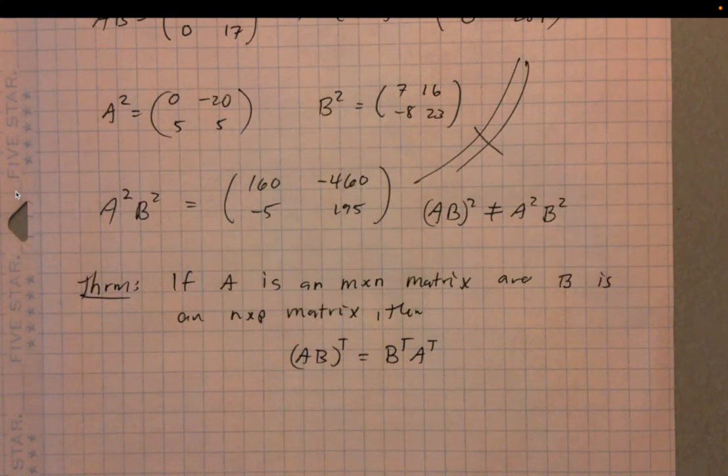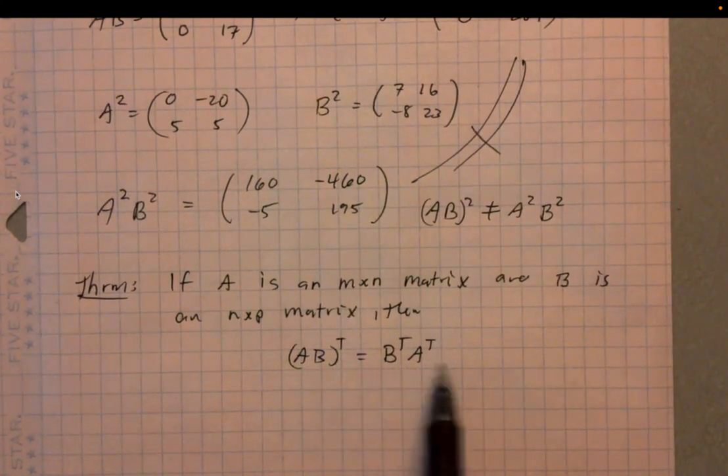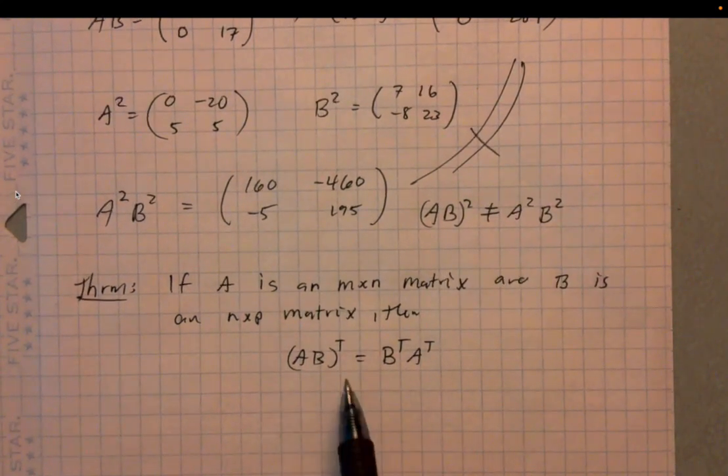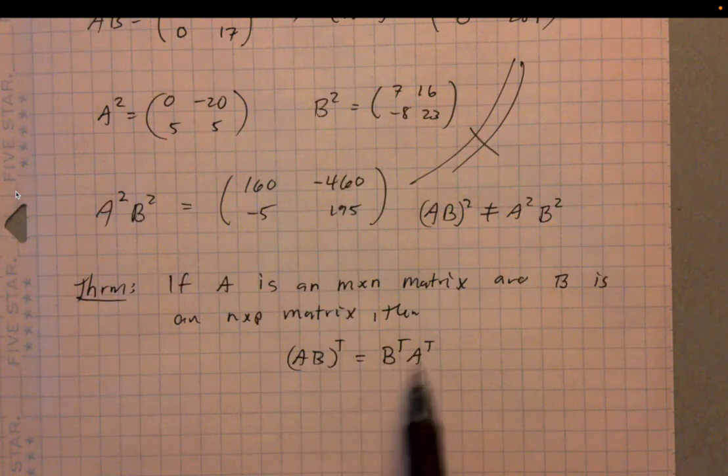Okay, we won't prove this one. It is one that you could prove, and the way you'd want to approach it would be to consider the ij entry and the dimensions again. First show that the two matrices have the same dimensions, which is really easy, and then show that the ij entries are the same.